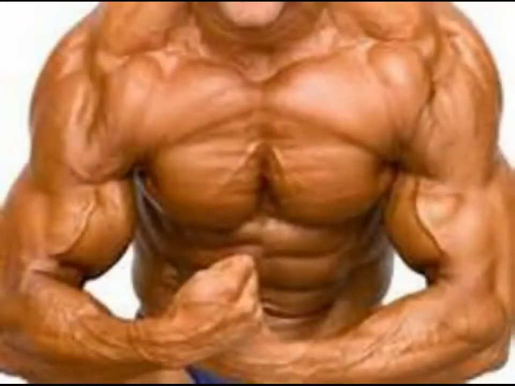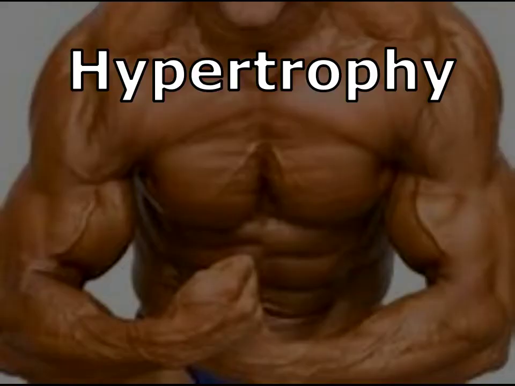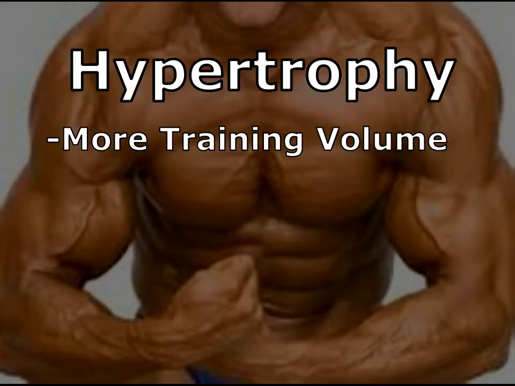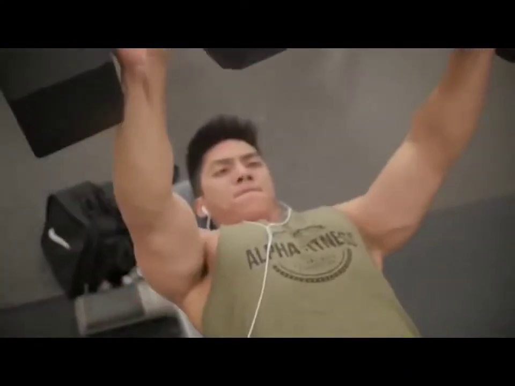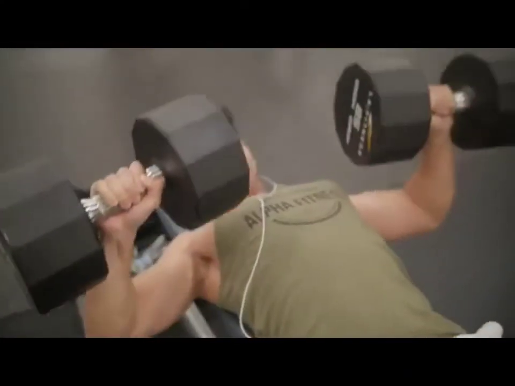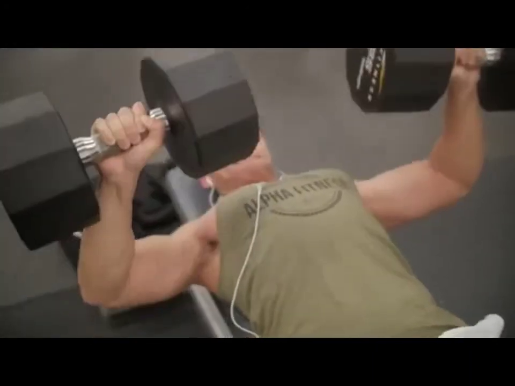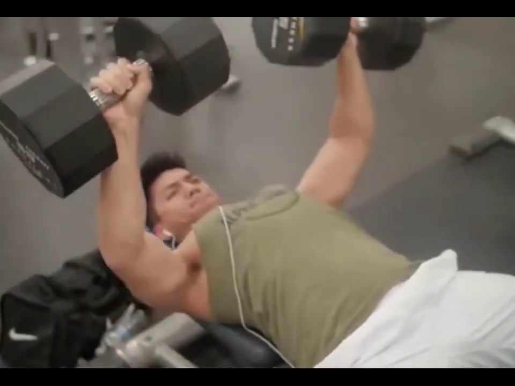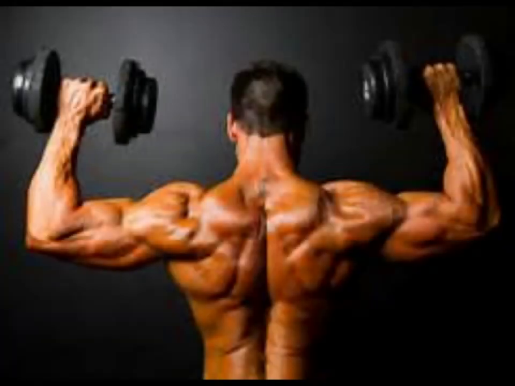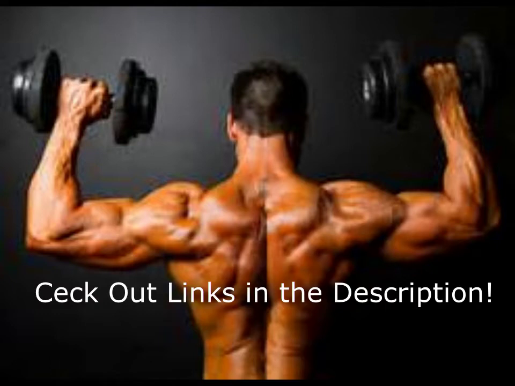So let's assume your goal is to build muscle size. This is called hypertrophy. You already know that hypertrophy requires more total training volume than building absolute strength. But that doesn't mean you get to eliminate load from the discussion. You're still going to use the heaviest weight possible, but the need for more training volume dictates that the weights are lighter than those used for building absolute strength. There are a variety of breakdowns for this type of exercise, which I'll let you look at on your own by taking a look at the links in the description.